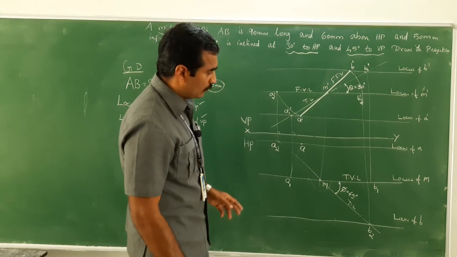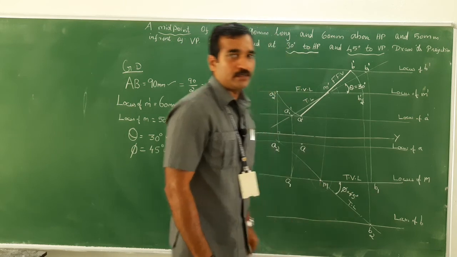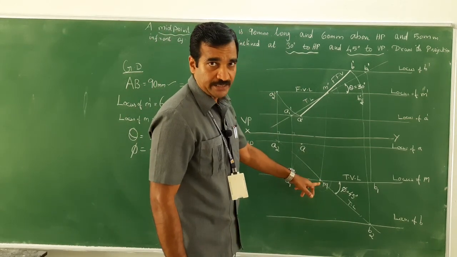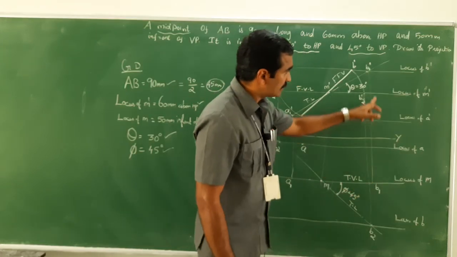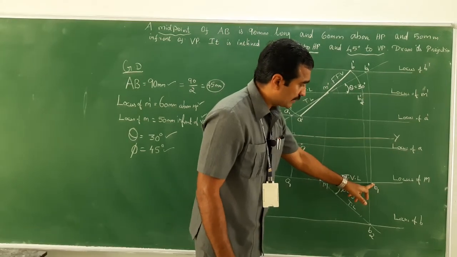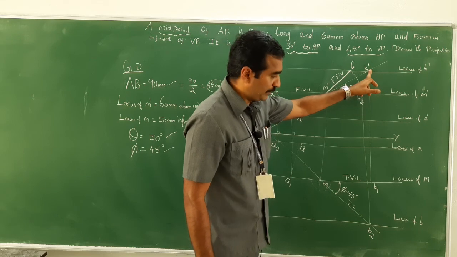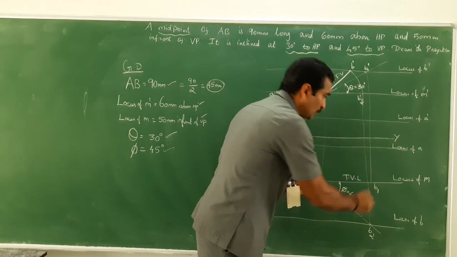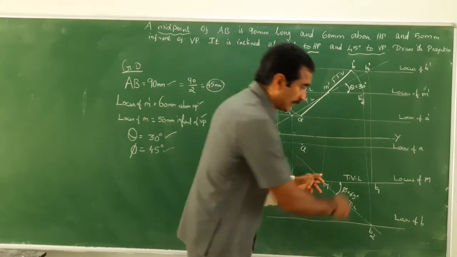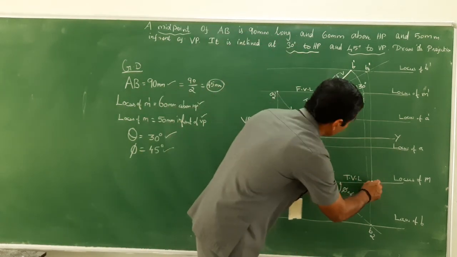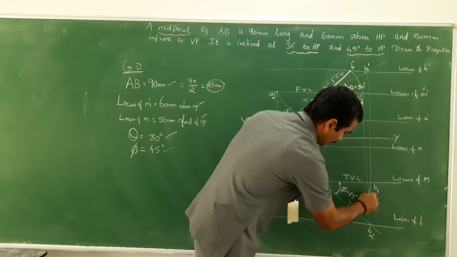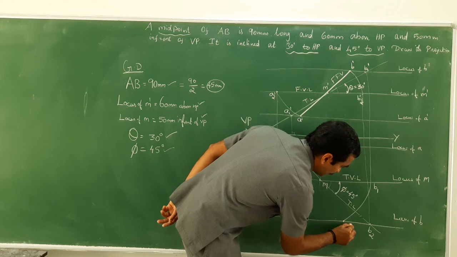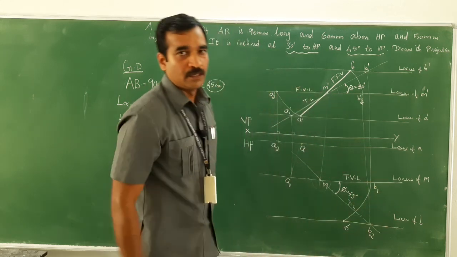Got it? Now M2 B1 as radius, M as center. This information has come from locus of B dash. So measuring this M to B1 as radius, M as center, it needs to be rotated towards locus of B. Right? And this point becomes B.